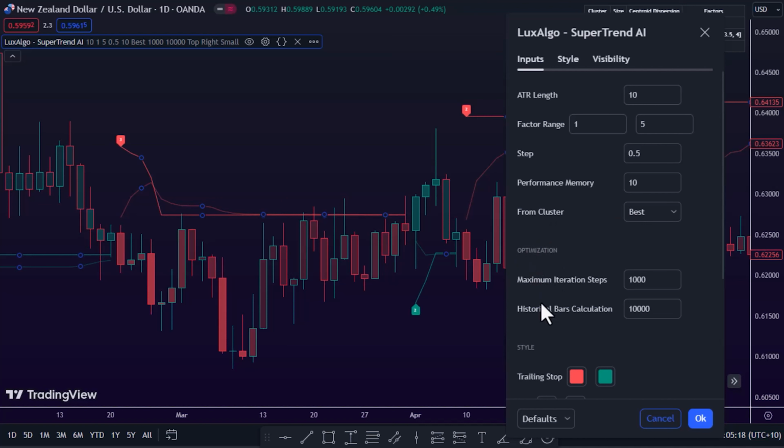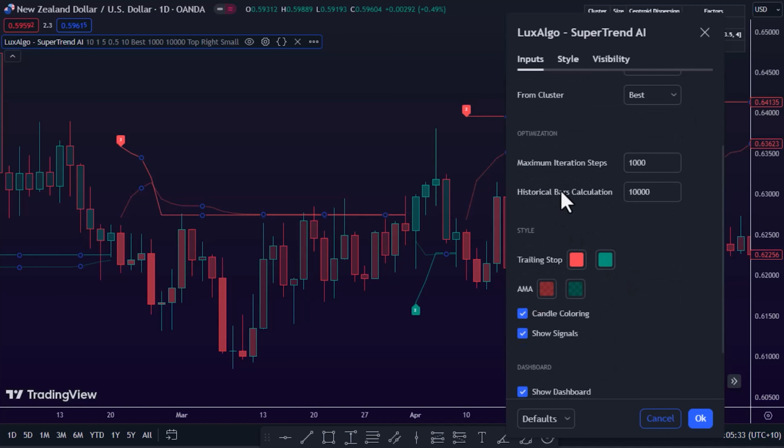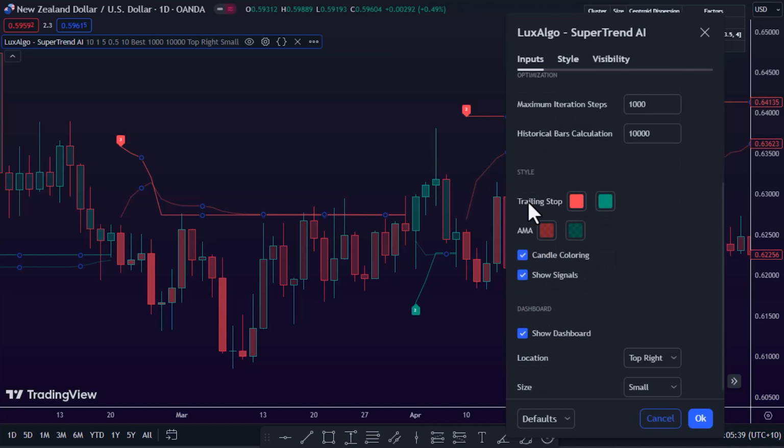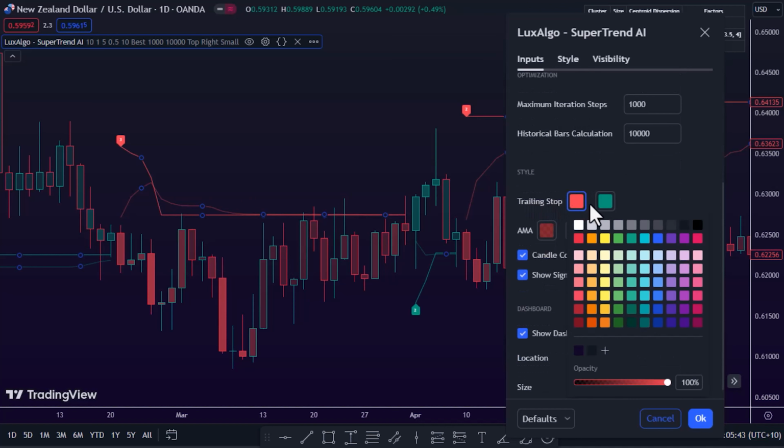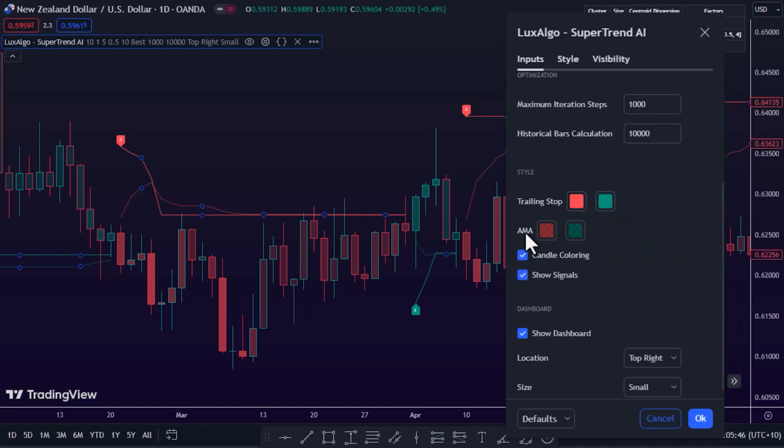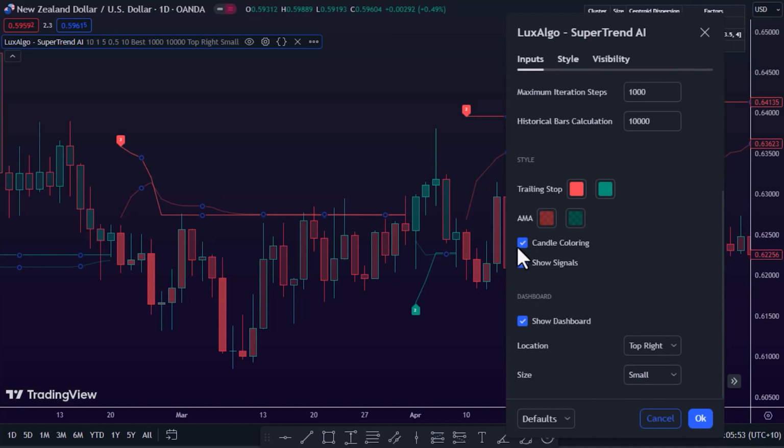Maximum iteration steps. This is the maximum number of iterations that is allowed for finding centroids. Excessively low values can return a better script load time but poor clustering. Historical bars calculation. This calculates the window of the script in bars. There is the trailing stop with its color settings. The AMA color can be modified. There is a checkbox for the candle coloring and for the show signals.